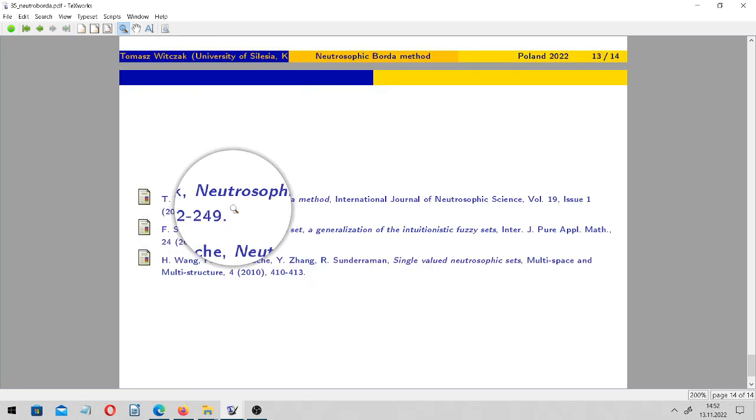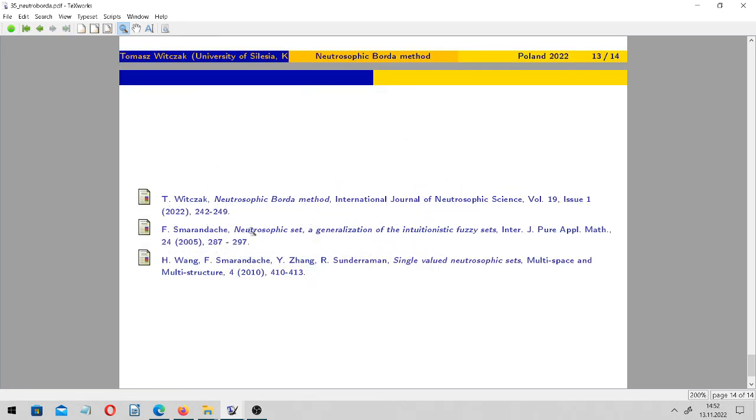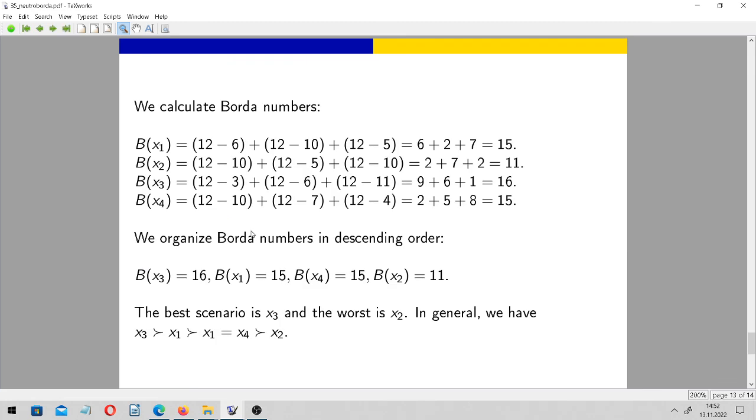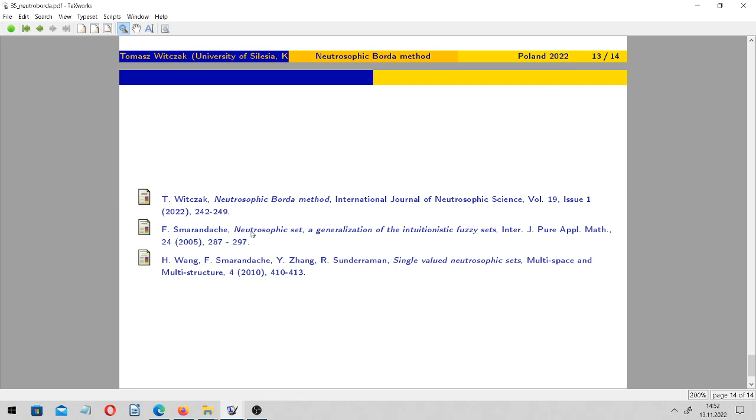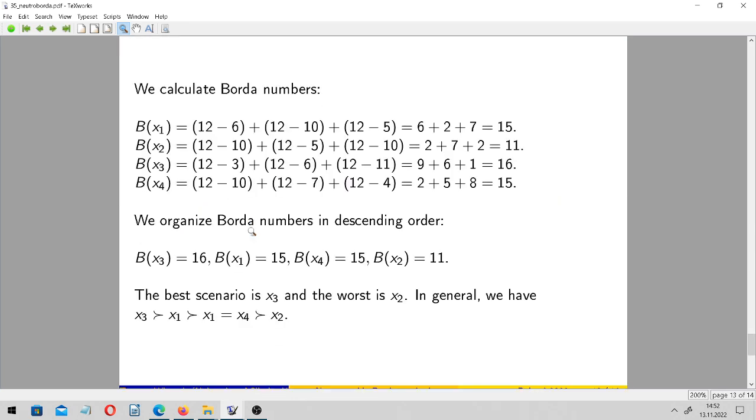In this paper, as you can see, we presented a system of weights and some other calculations, and we plan to expand this method to investigate interval valued Neutrosophic sets in the nearest future. Thank you very much for your attention. Goodbye.